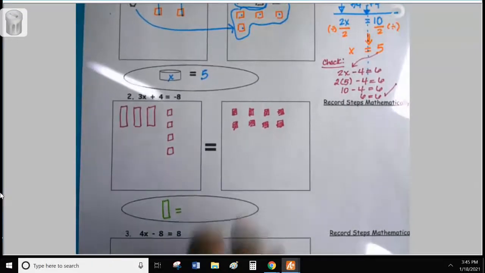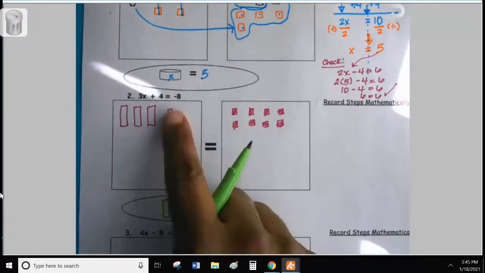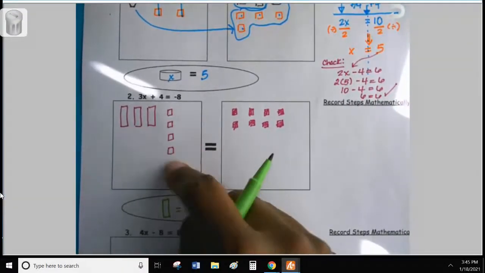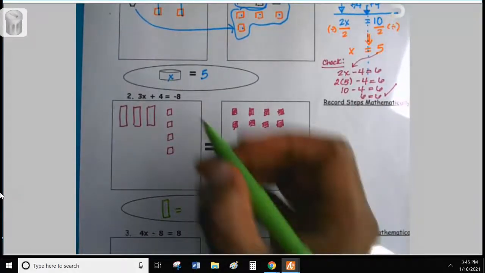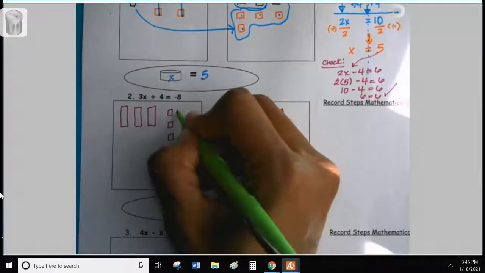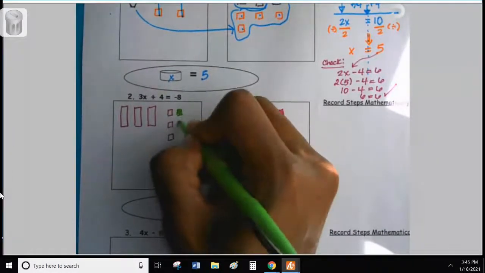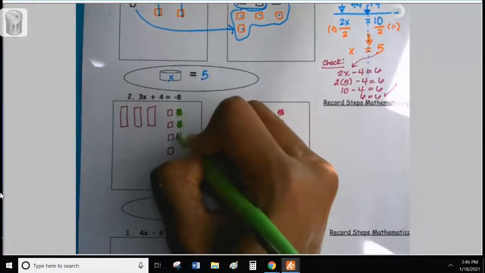So you always want to get rid of what's easiest. The easiest thing for me to get rid of is this positive 4, okay? Because these x's are not so easy. They're being multiplied together, the 3 of them. So I'm going to get rid of the positive 4 by adding a negative 4 to both sides.